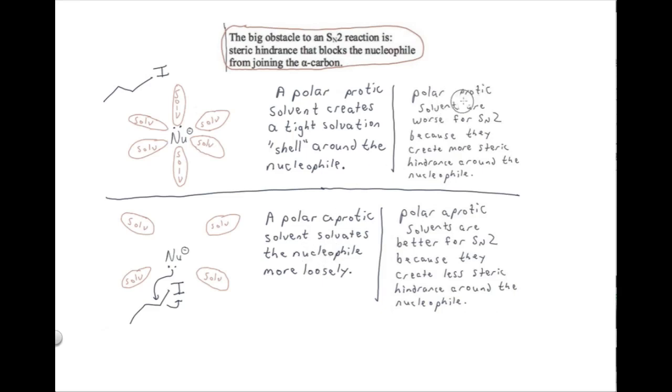The polar protic solvent is worse for SN2 because it creates more steric hindrance that blocks the nucleophile from attacking the alpha carbon, because the polar protic solvent creates a tight shell of solvent molecules around the nucleophile.